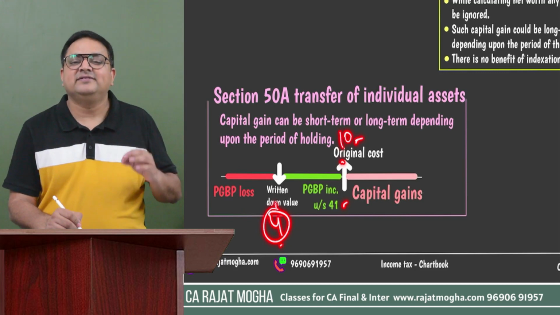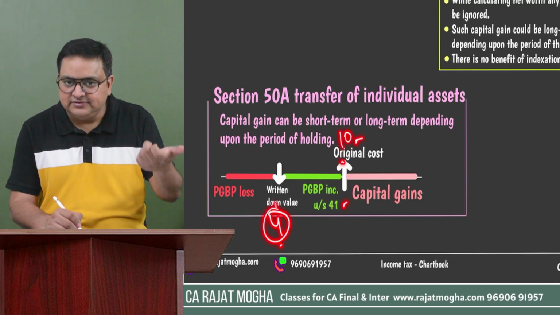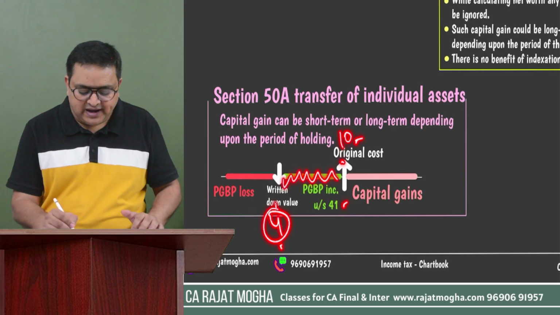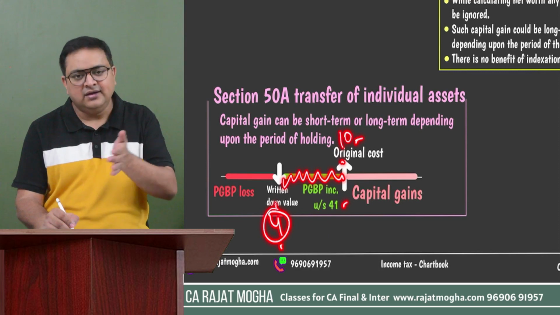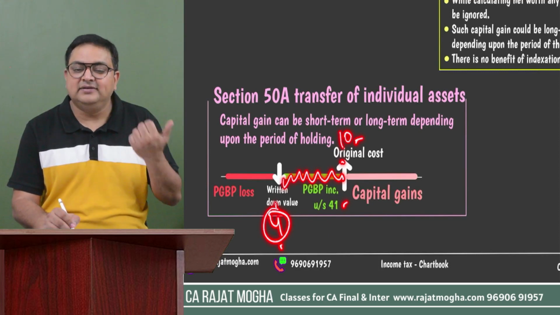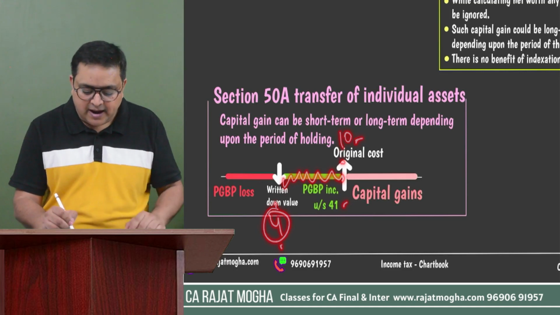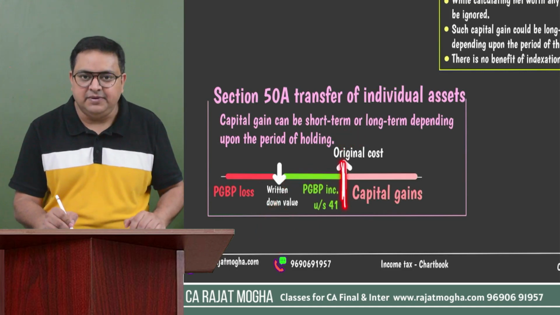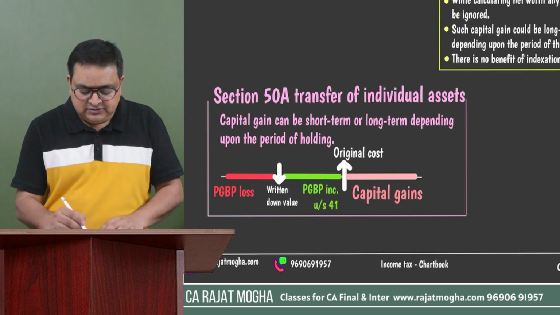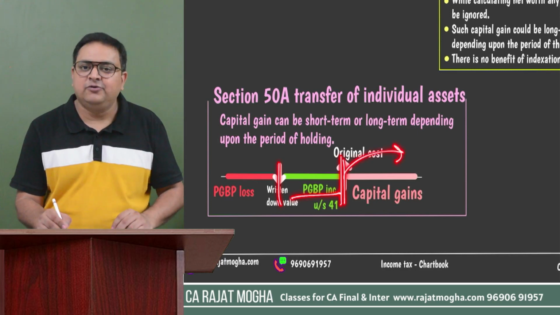So if we sell this asset, what will happen? First of all, you understand how much is the selling price. Let's say the selling price is somewhere between 4 to 10 lakh. If it is more than 4 lakh, between 4 to 10 lakh, then it will give rise to profit, but this profit is chargeable under PGBP. It will not be capital gain, it will be PGBP. Up to the original value, it would be PGBP income. But if you sell this asset for more than the original cost, then up to this value it would be PGBP, and more than the original cost would be the capital gain.